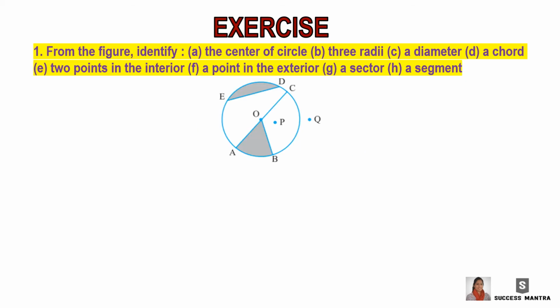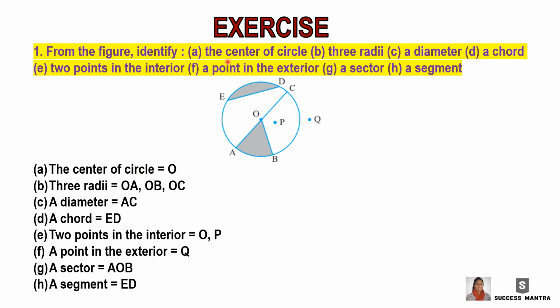So let's work out some problems based on what we have learned about circles. So here is your first question. From the figure, identify the center of the circle, three radii, a diameter, a chord, 2 points in the interior, a point in the exterior, a sector, and a segment. So first question is to find the center of the circle. It is very clear the center of the circle is O. Now three radii. A radius is a line segment from the center of the circle to the boundary of the circle. So here it is OA, OB and OC.